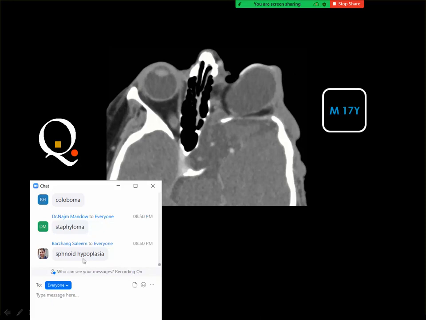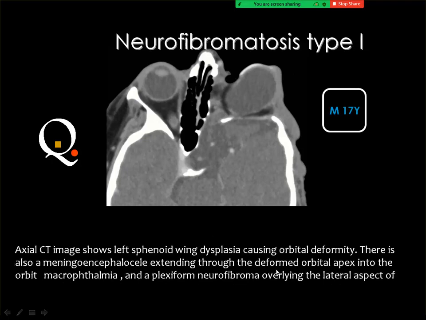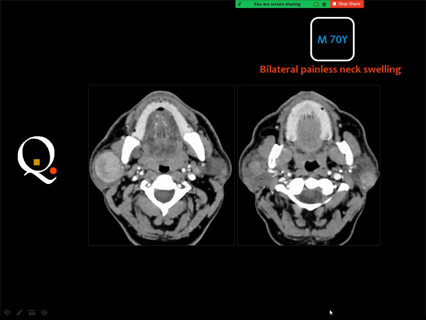Yes, and this is not the right answer. It's right, the hypoplasia. This is deficiency of the greater wing of the sphenoid bone, which is a classic finding of neurofibromatosis type 1, and the rest of the changes are also sequelae of neurofibromatosis type 1, compared to the normal greater sphenoid wing on the right side. Here there is deficiency, and you see the changes in the temporal lobe. Next case.